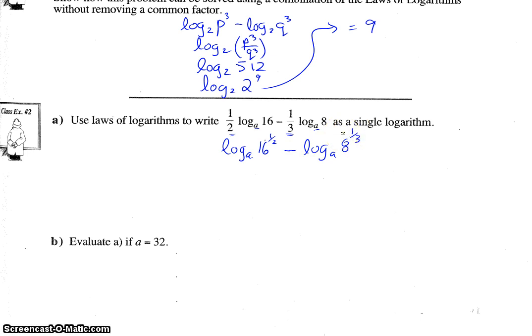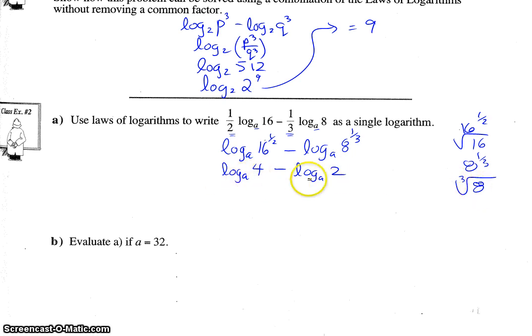All right, now we can simplify those probably before we combine these. 16 to the 1/2, that is like saying the square root of 16. So that could just be 4. Square root of 16 is 4. Minus an 8 to the 1/3. So let's think of 8 to the 1/3 as a radical, which would be really the cube root of 8. And what's the cube root of 8? That would be 2. So log base A of 2. 2 cubed is 8, so therefore the cube root of 8 is 2.